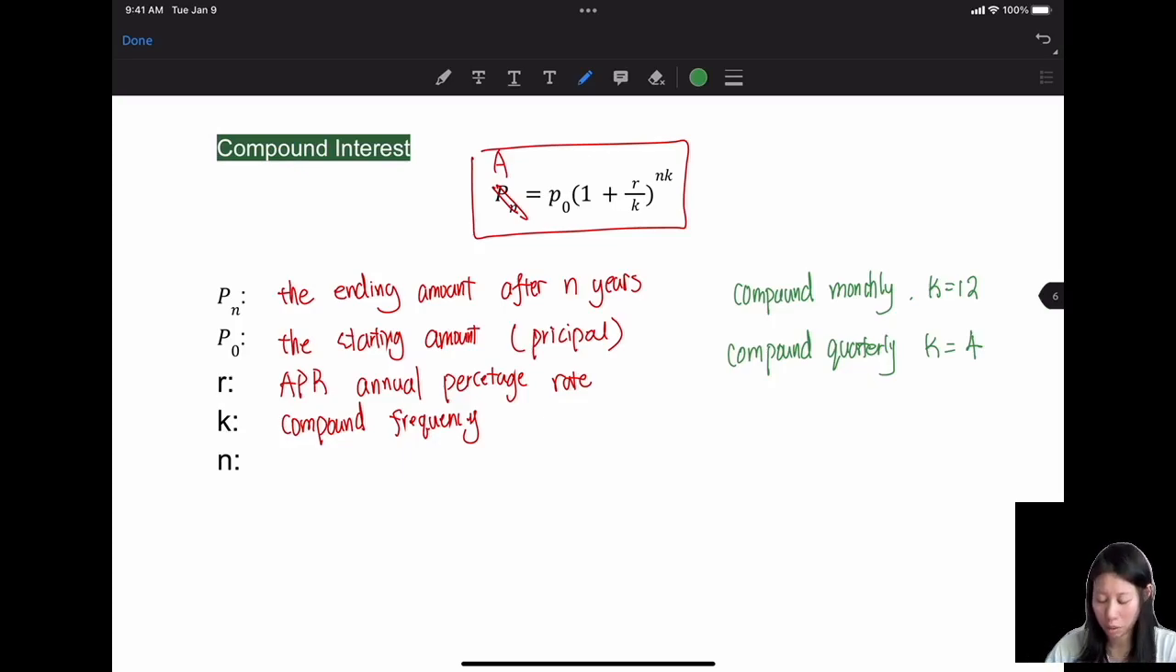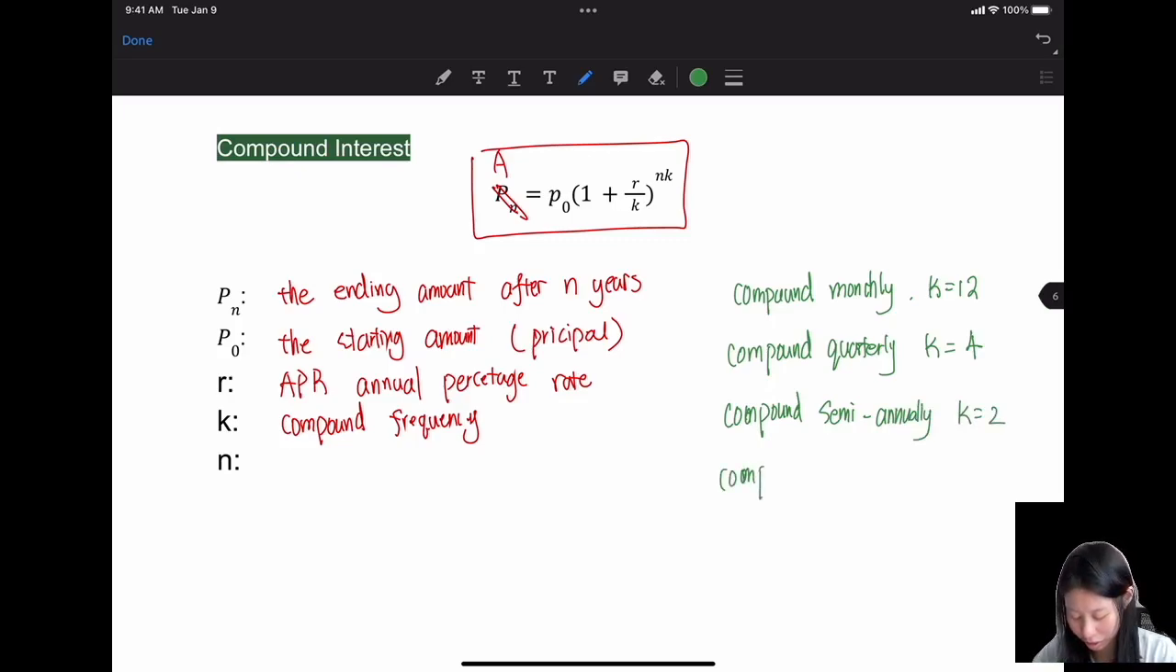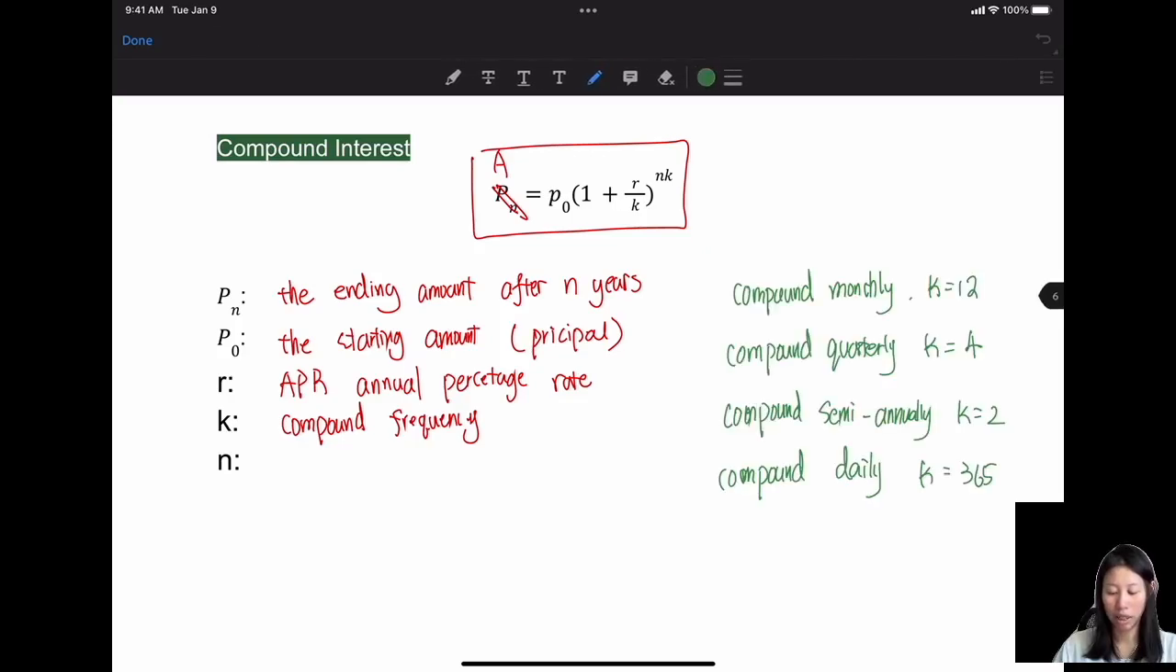And then if I say I'm going to compound semi-annually, that means you're going to compound twice a year. If I say compound daily, how many days are in a year? We will consider that we have 365 days in a year. So that is what K is. How do you find K? And N is the number of years.